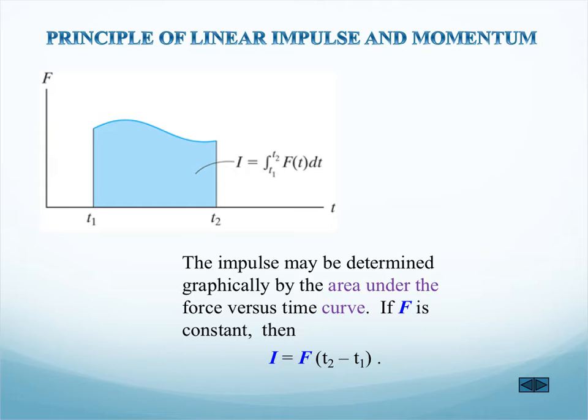If it's a constant value, the impulse is just the value of the force times the time. Or sometimes we can use an average value for the force if we don't have a functional relationship for the force, and so say that the impulse is F average times the delta time.